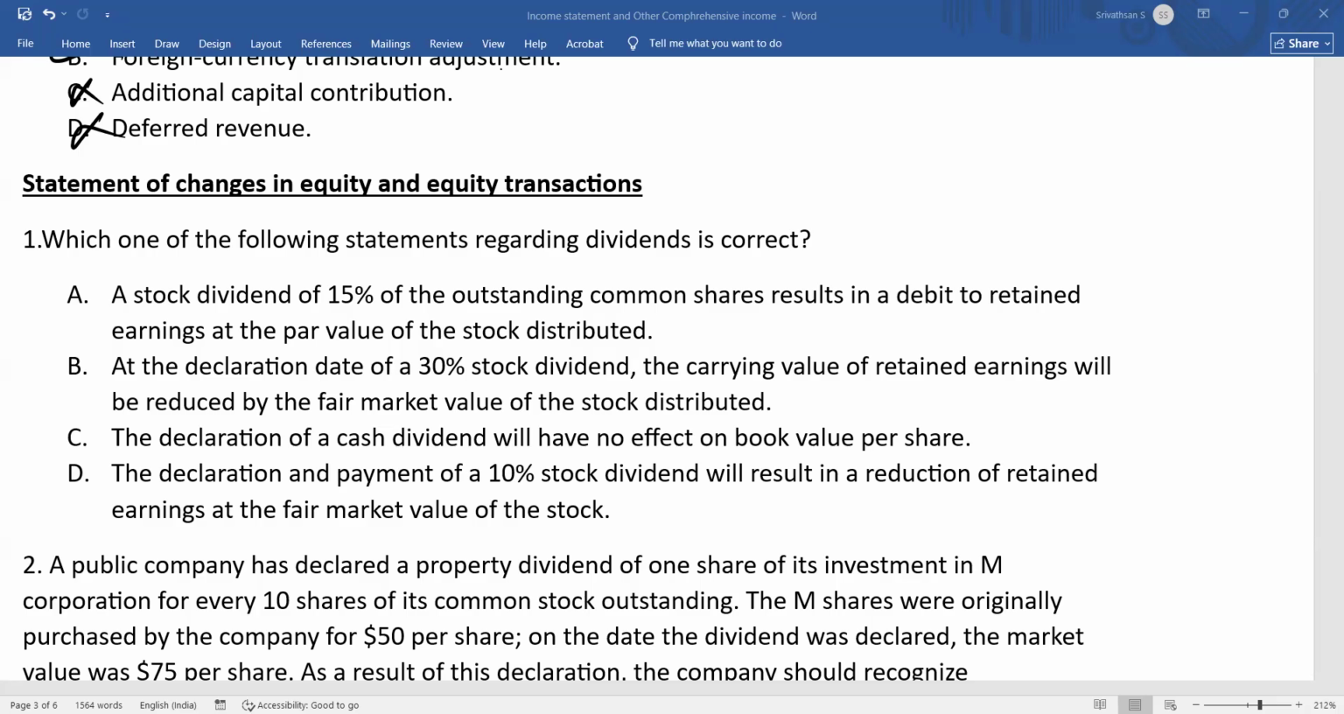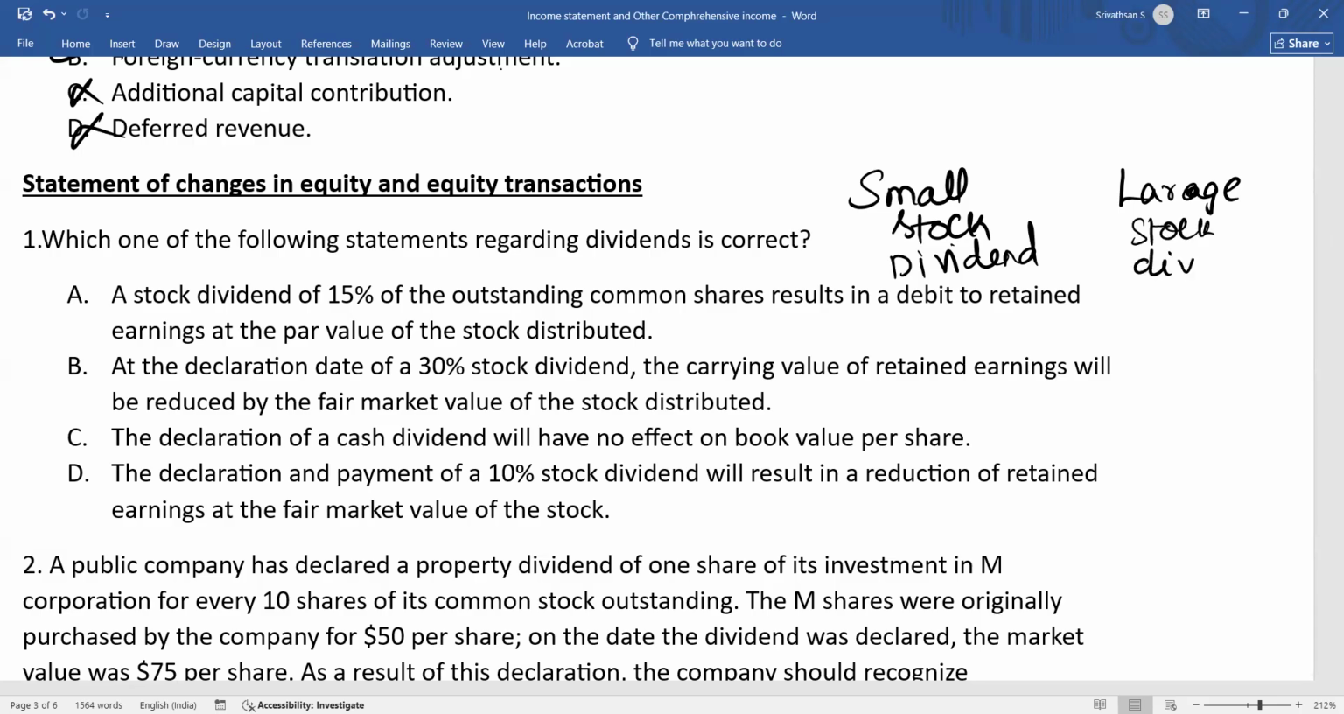Let's look at the first option. A stock dividend of 15% of the outstanding common shares results in a debit to retained earnings at par value of the stock distributed. Whenever there is a question on stock dividend, first we have to identify whether it is a small stock dividend or a large stock dividend.